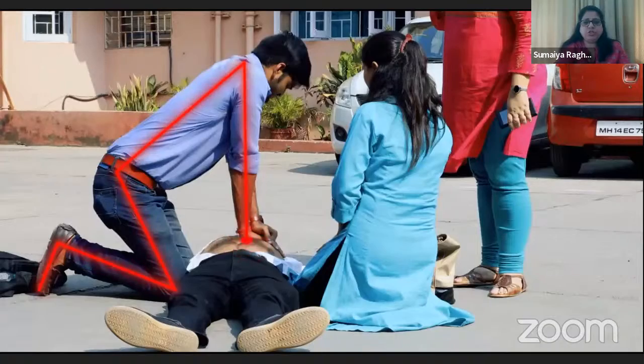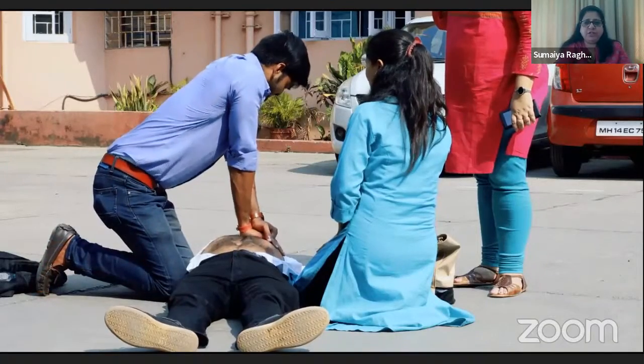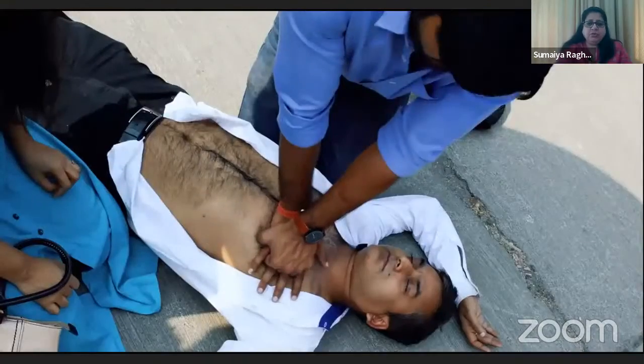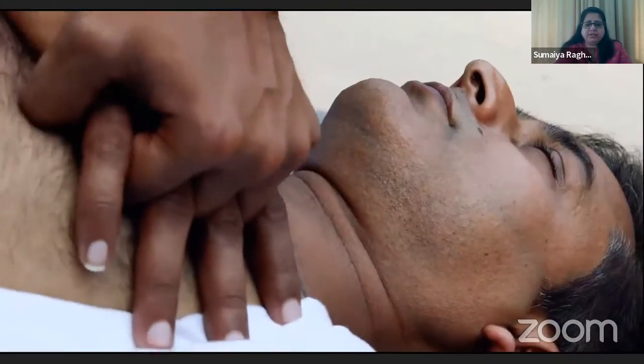Please notice his position. Heel of the palm, center of the chest, elbow straight, pressure coming from the shoulder, and he's continuing the compressions hard and fast.